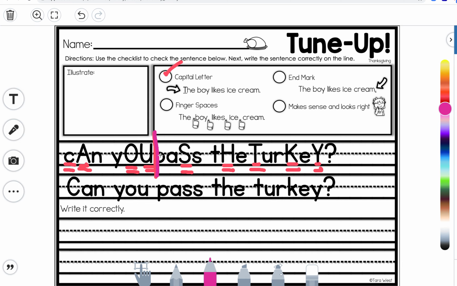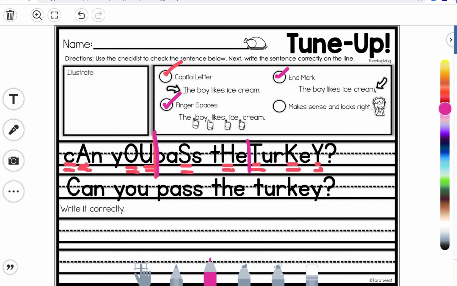Can you pass? Now we've got a space there. What about here? Does it need a space? Nope, it's got one. What about right here? Now, is that a full finger space? It's a little bit different, but it needs more space. Letters and words need to breathe. And if you put them like that, our brain can't read them, okay? So now we've done our finger spaces, and now we need to look for an end mark. Does it have an end mark? Yeah, it's a question mark. Let's read the sentence. Can you pass the turkey? Is that a question? Yes, it can stay. They did a great job on that. So we'll go ahead and check that one off.